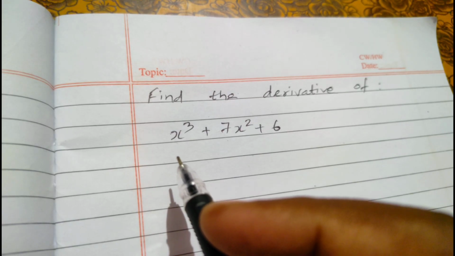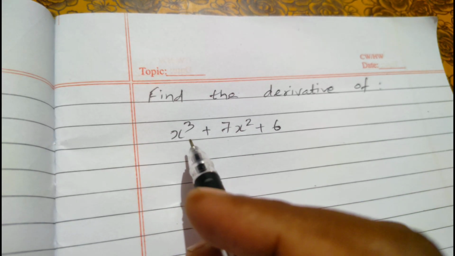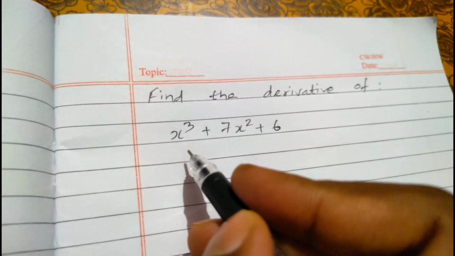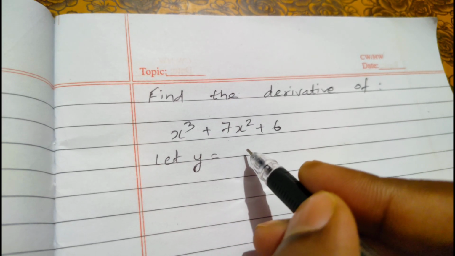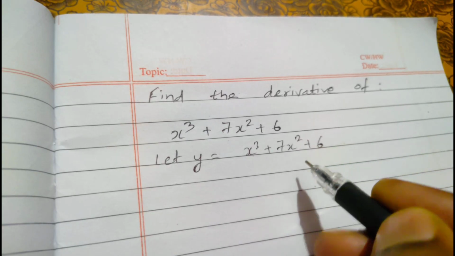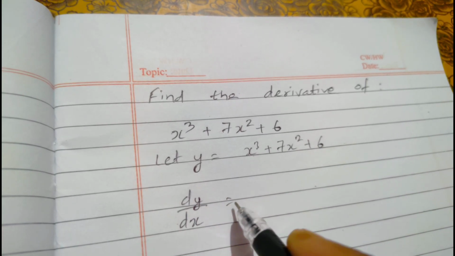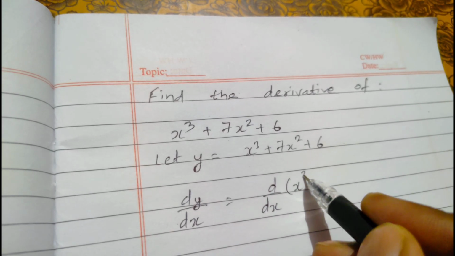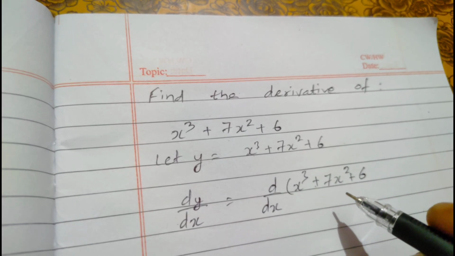So today I'm going to teach you how to find the derivative of x cube plus 7x square plus 6. So first of all, what we will do is we'll suppose let y is equal to x cube plus 7x square plus 6. Then we will take dy by dx, and here also we'll take d by dx of x cube plus 7x square plus 6.